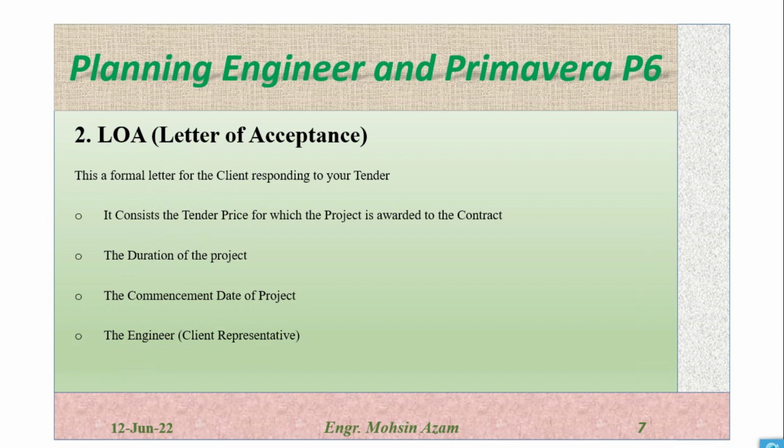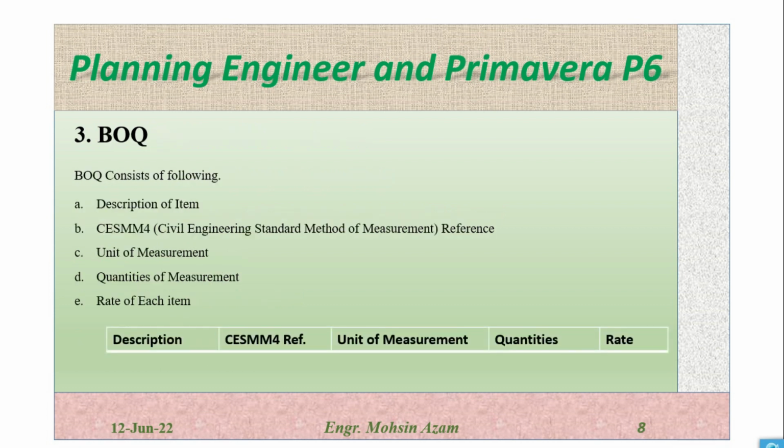The second one is LOA. LOA is letter of acceptance. This is the formal letter from the client responding to your tender. So after submitting the tender, if both the parties agree on some final quotation, the client will give us a letter of acceptance. It consists of the tender price for which the project is awarded to the contractor, the duration of the project, the commencement date of the project, and the client representative.